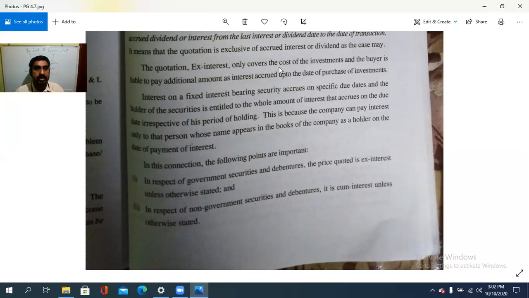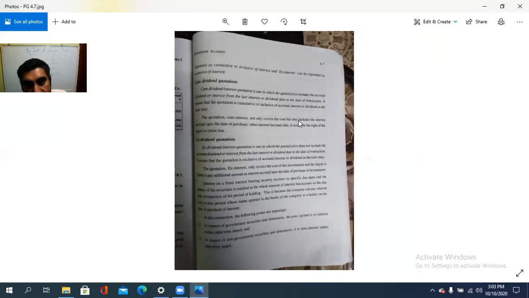Ex-interest means without the interest is there. And in respect of non-government securities and debentures, it is cum-interest unless otherwise stated. So for government securities and debentures, the amount is ex-interest, and non-governmental securities and debentures are cum-interest. This is one point to remember.